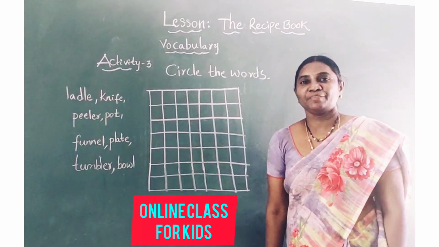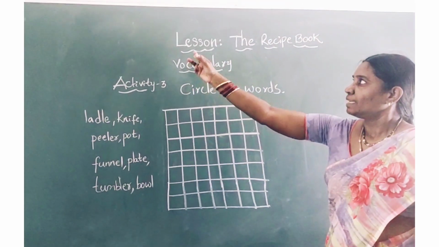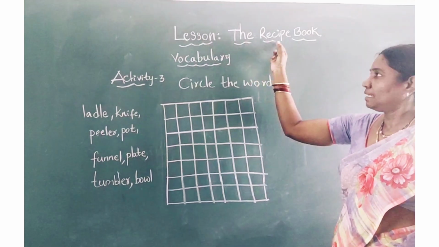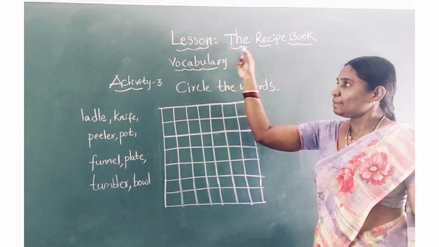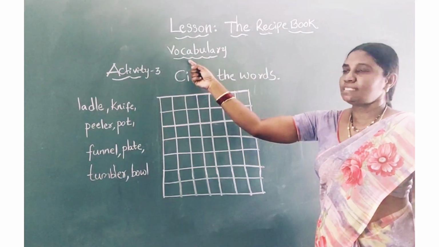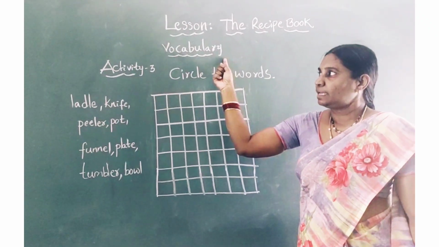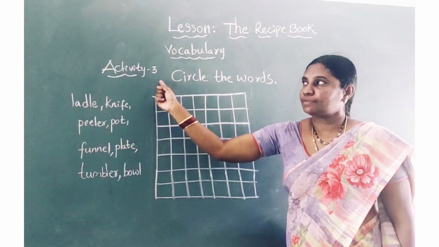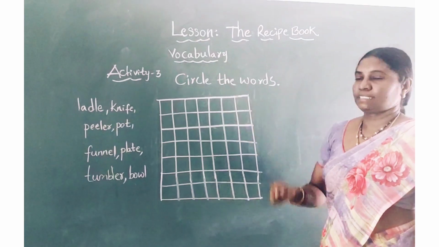Hello dear children, today we are going to learn the lesson named The Recipe Book. This is for vocabulary development, and today we are going to do Activity 3, circle the words.